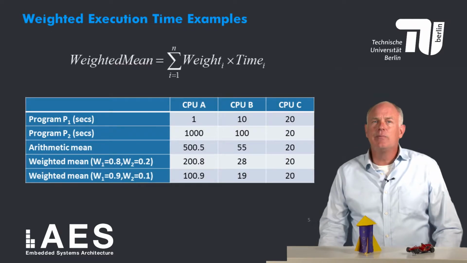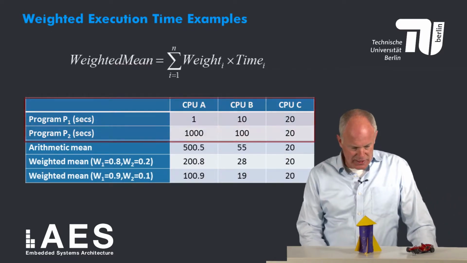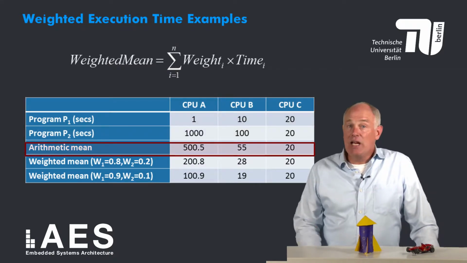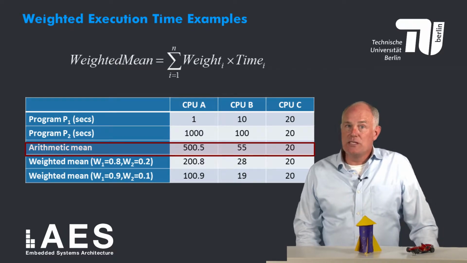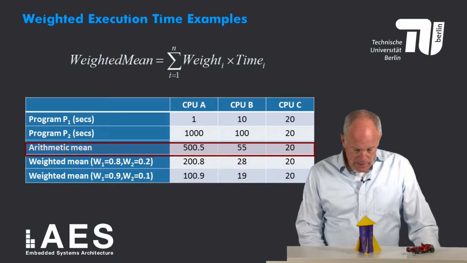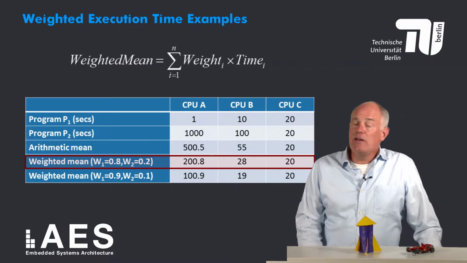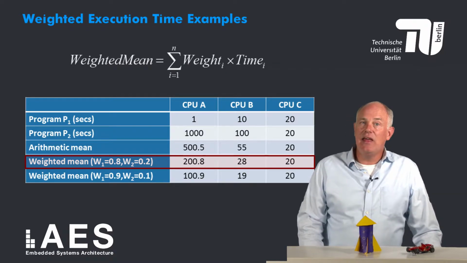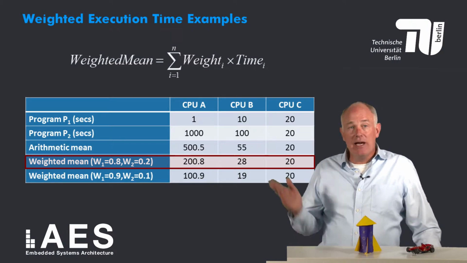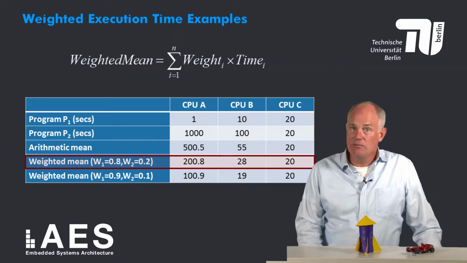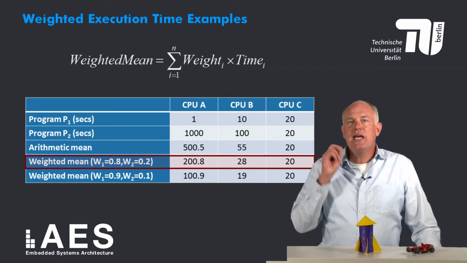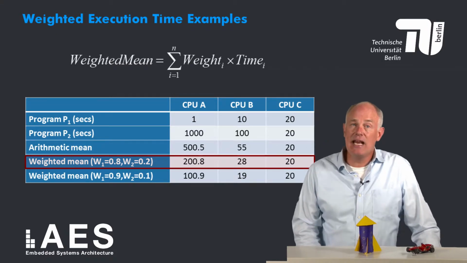Let's look at an example. Here we have the same execution times as before. If we now take the arithmetic mean, meaning all weights are equal and all programs are run equally as often, CPU C would be the fastest. Now let us assume that the weight of program P1 is 80% and that of P2 is 20%. Then the weighted execution times are given by 200.8 on CPU A, 28 on CPU B, and 20 on CPU C. So CPU C would still be the fastest, since in this case lower is better.